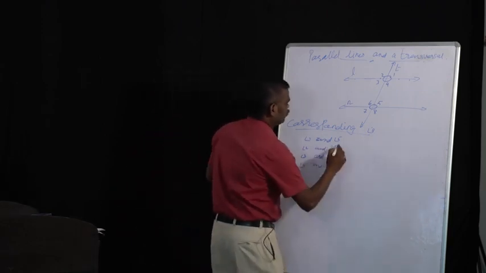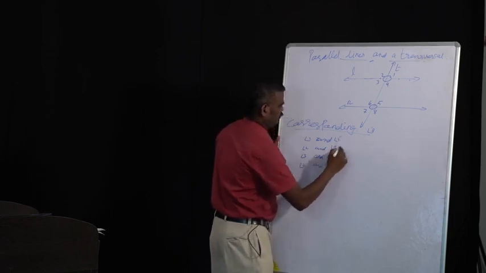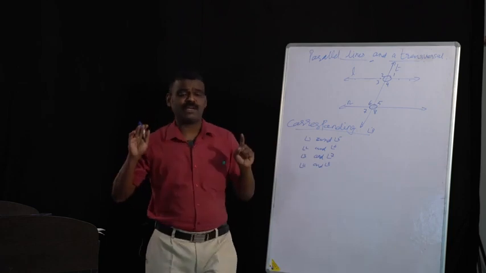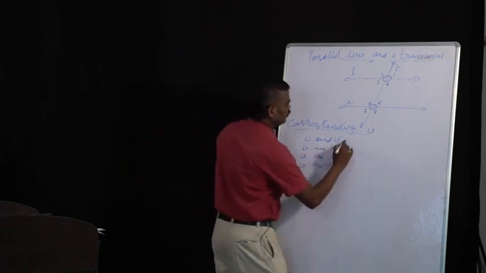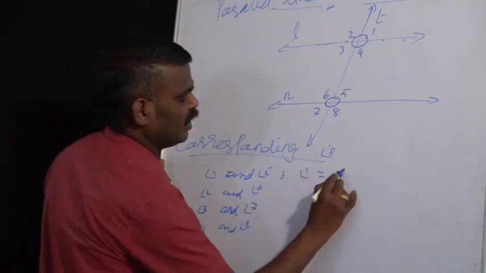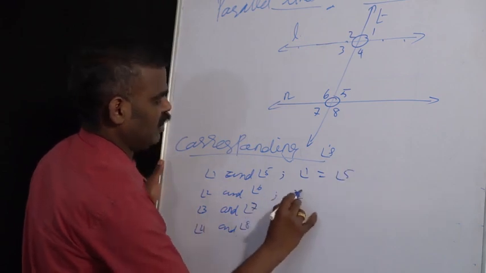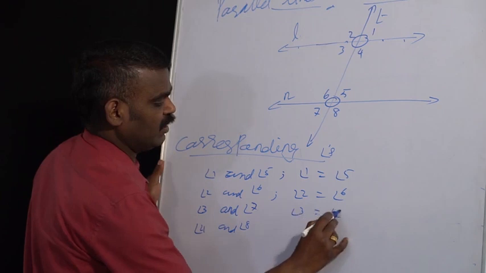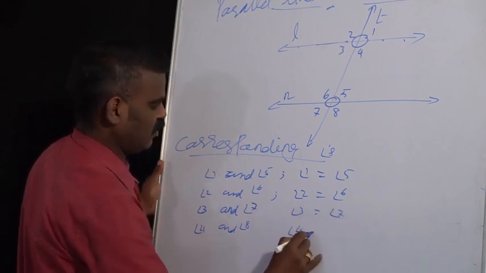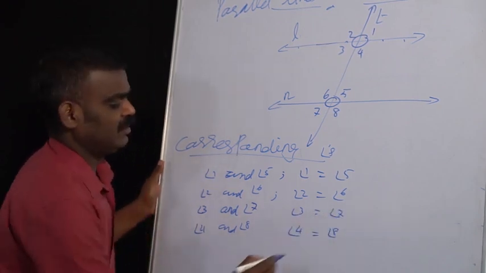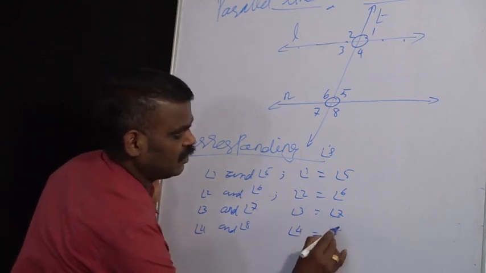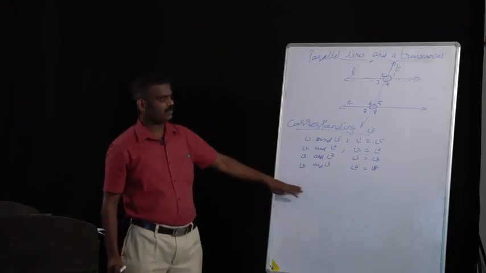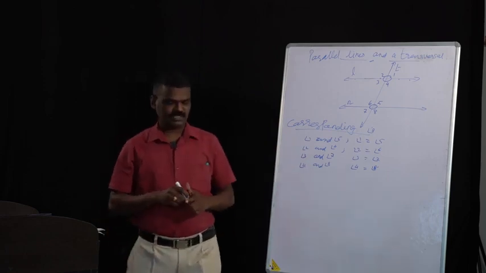So they are called corresponding angles. Corresponding angles are always equal. Keep in your mind, corresponding angles: angle 1 equals angle 5, angle 2 equals angle 6, angle 3 equals angle 7, angle 4 equals angle 8. So, these are corresponding angles. Okay. All of you write first, then I will go to the next.